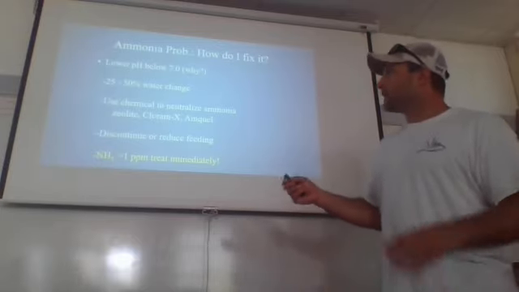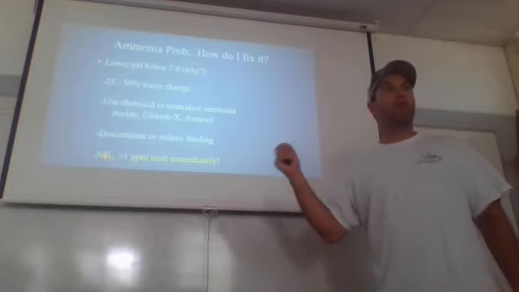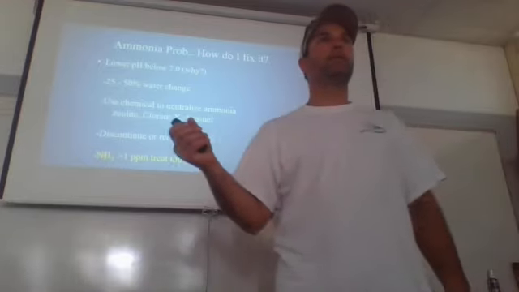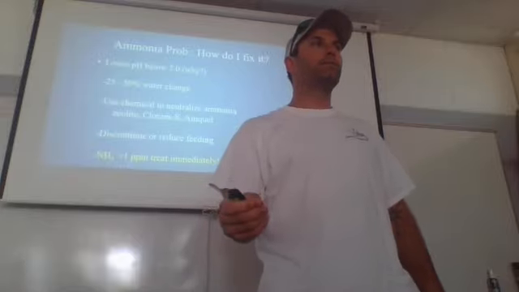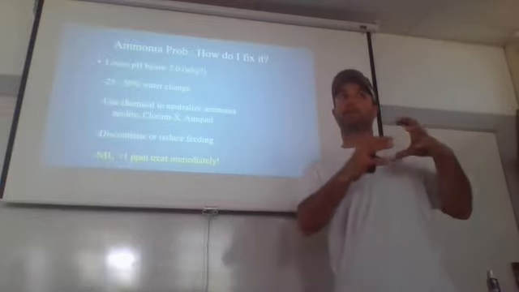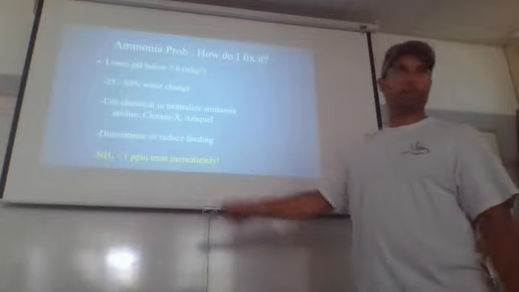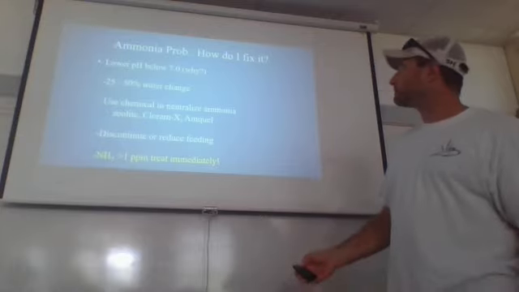So here's where it gets a little tricky, right? If we say the unionized ammonia over 1 part per million basically starts killing animals pretty quickly. But that's not what you see on your test, right? Your test is telling you total ammonia, only a portion of which is this toxic unionized.